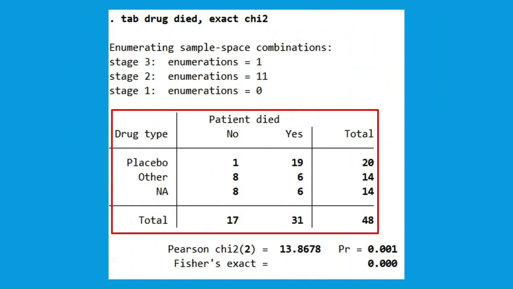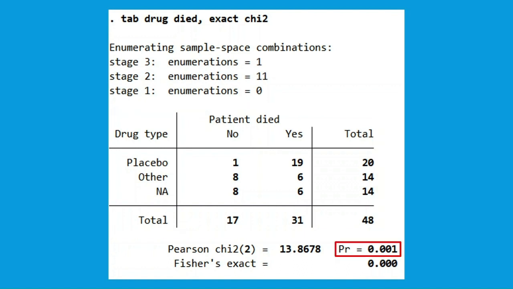Finally, if you are doing Fisher's exact test or chi-square test, first you're going to see this contingency table, and then you're going to see your chi-square result and the corresponding p-value, and the p-value for the Fisher's exact test. This is pretty simple, pretty straightforward.